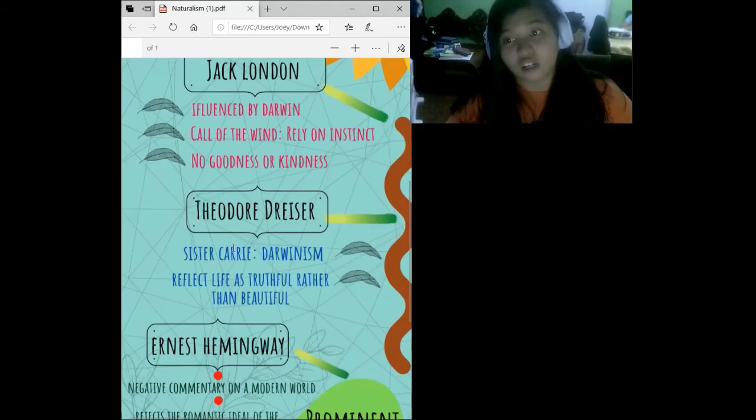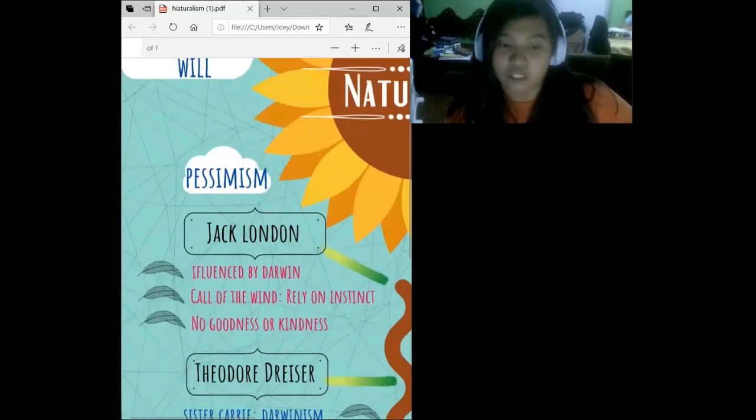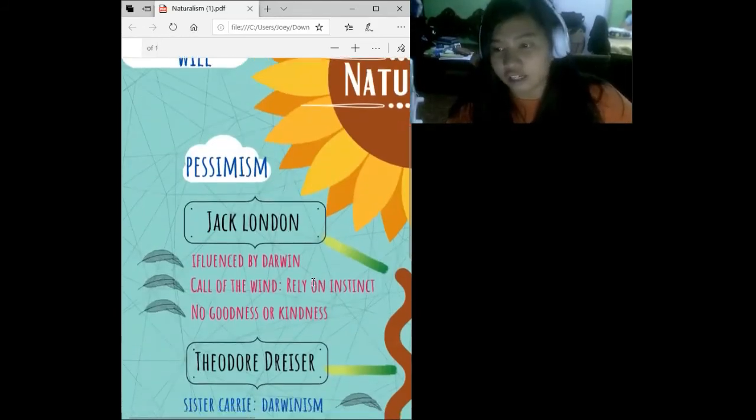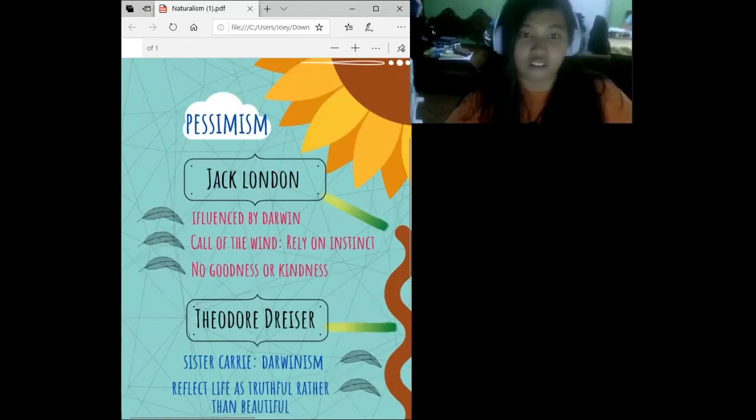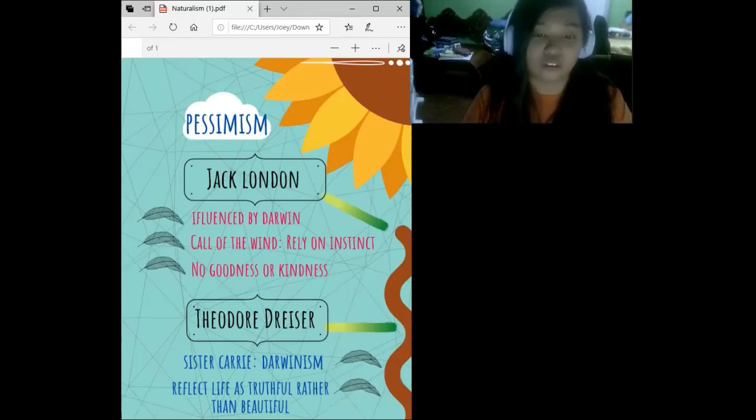And lastly, Jack London. He is also known for his novel The Call of the Wild because one of his characters relies on instinct. And since the character was kidnapped, he had to fight to survive. So it's like the unspoken rule, which is either be dead or you have to kill someone to survive.